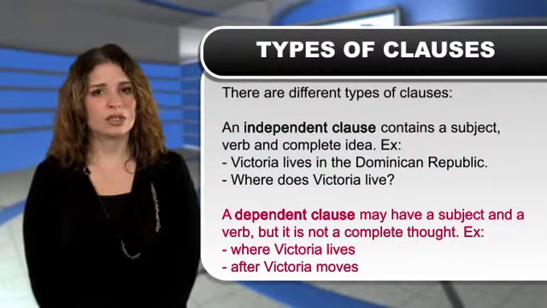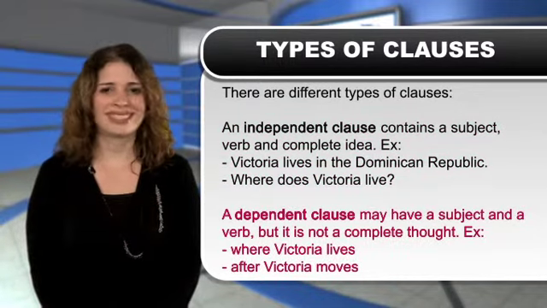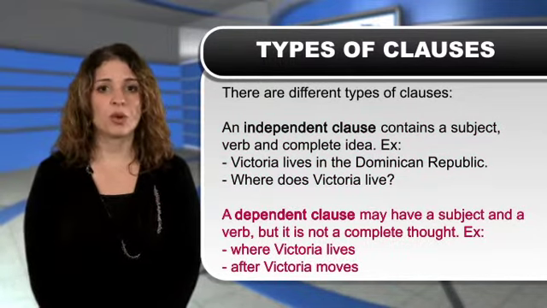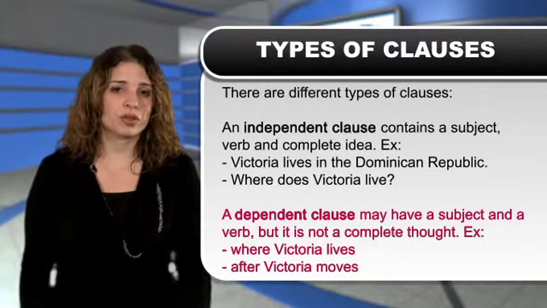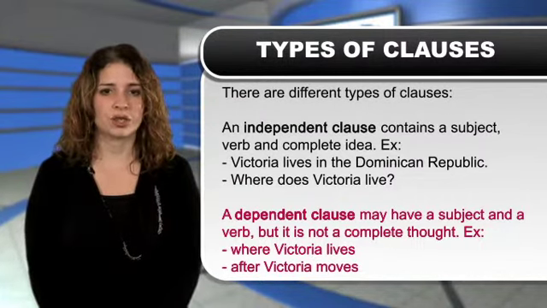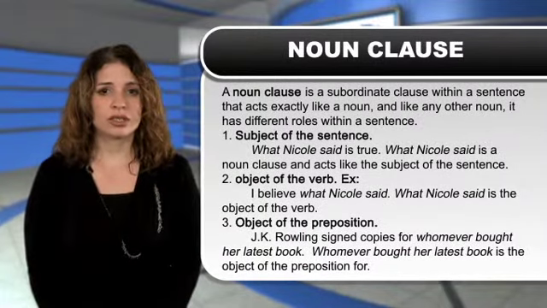A dependent clause may have a subject and a verb, but it's not a complete thought. For example, where Victoria lives, or after Victoria moves. Those are dependent clauses. Another kind of clause is a noun clause.